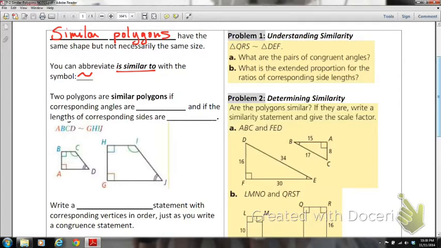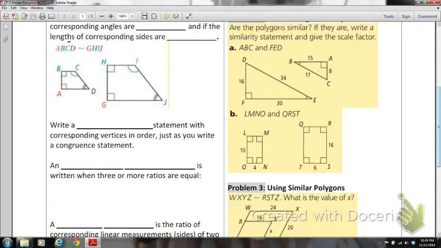Two polygons are similar polygons if corresponding angles are congruent and if the length of corresponding sides are proportional. So let's look at this figure below. So here in this figure, if we identify the corresponding angles between quadrilateral ABCD being similar to quadrilateral GHIJ.